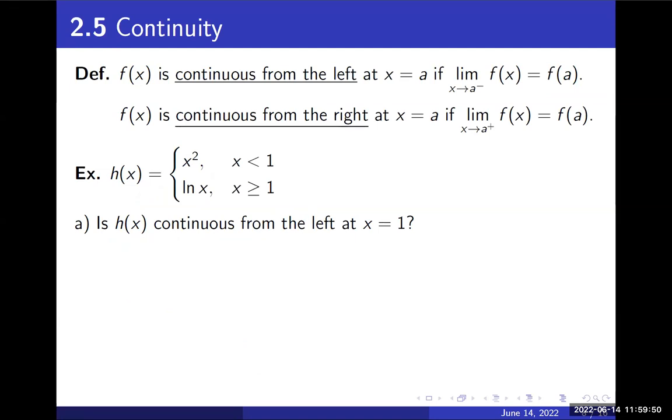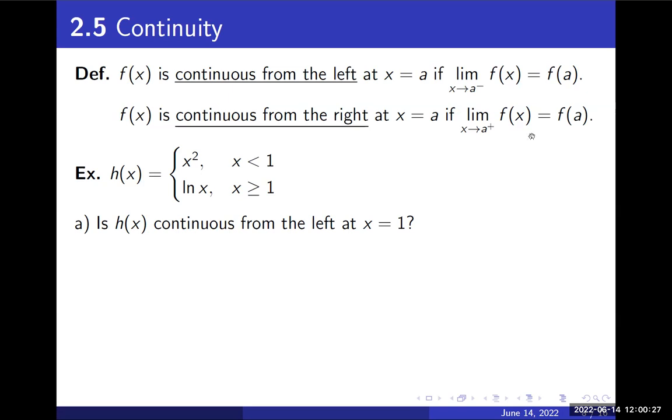Let's define continuity from the left versus continuity from the right. So if we just say continuous, kind of like a limit, we're implying from both sides. But we can define continuity just from a single side, from the left or from the right. f of x is continuous from the left at x equals a if the left-sided limit is equal to the function value. And f of x is continuous from the right at x equals a if the right-sided limit is equal to the function value.